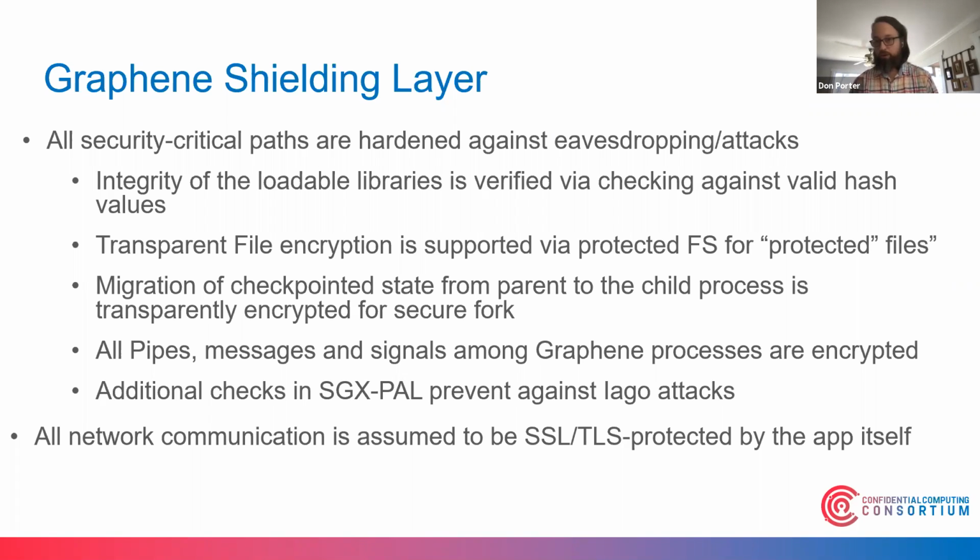We also support live migration from one machine to another, and this is all implemented through encrypted messages between enclaves. So if you want to fork, we actually bundle up your entire address space using encrypted messages and send it over to another enclave to reconstruct your address space. Pipes, messages, and signals are also encrypted, and we have some additional system call specific checks for other PAL interfaces.